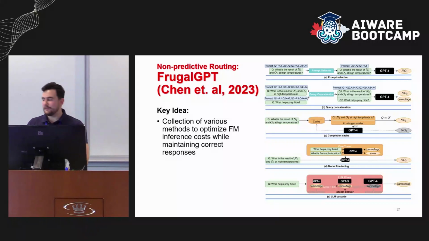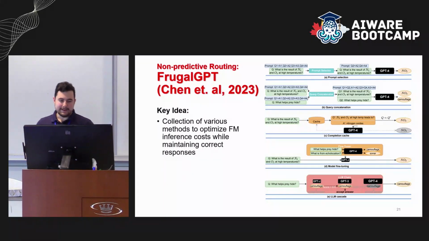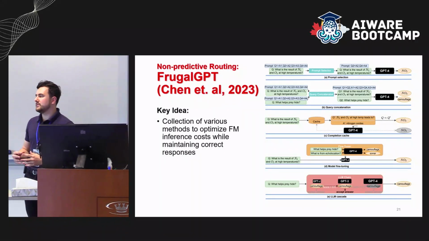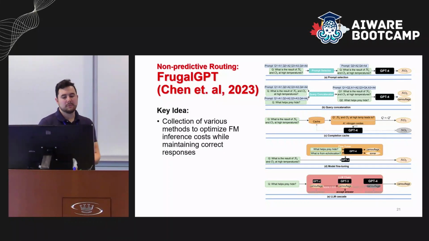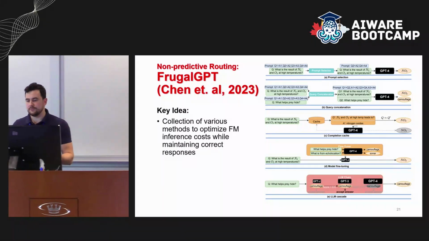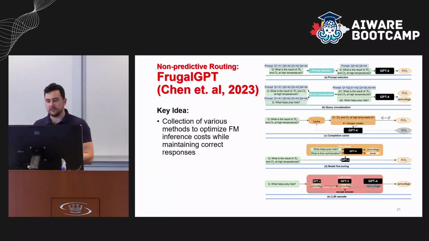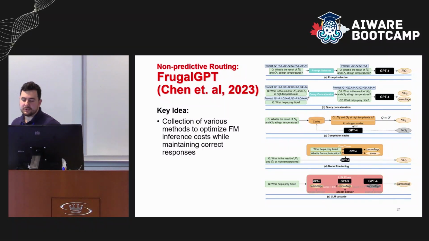Second one, FrugalGPT, very aptly named. This paper gave a general overview of different methods you can use, non-predictive routing, to lower your costs and still get the same output. It's just a collection of different methods you can try.